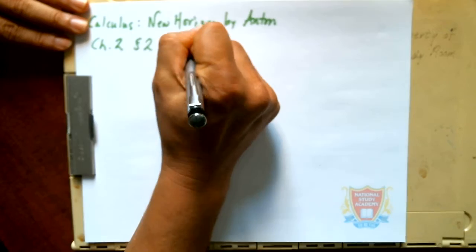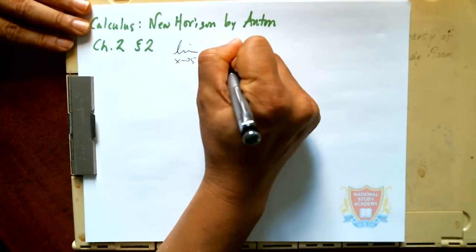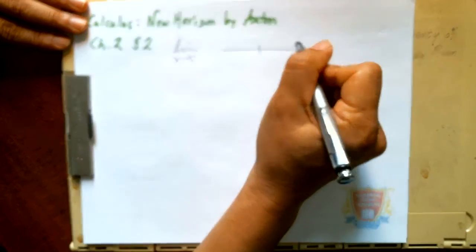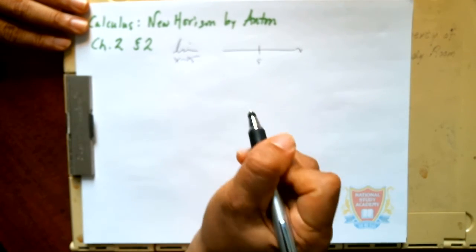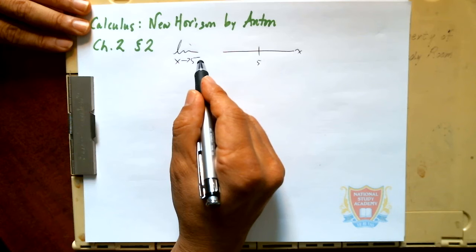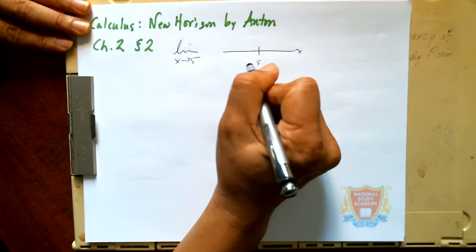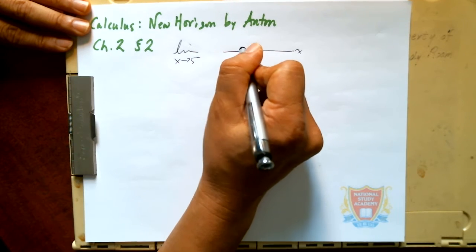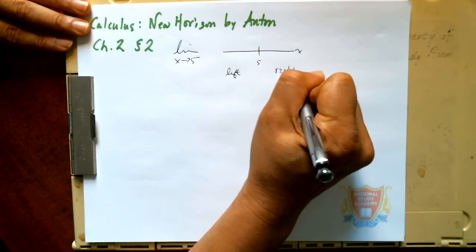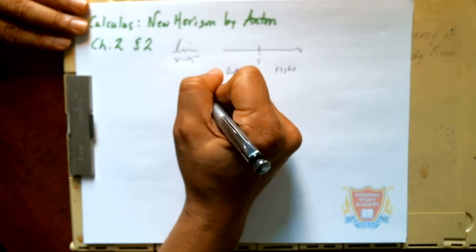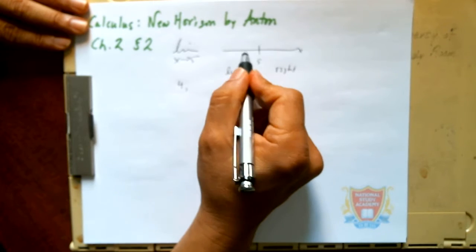If I say limit as x approaches 5, so here's the x value, and this is 5. From the negative side, if I put a minus right over there, that means give me a number that's close to 5 from the left. This is from the left. This is from the right. So from the left, it could give you 4. That's close to 5, right?